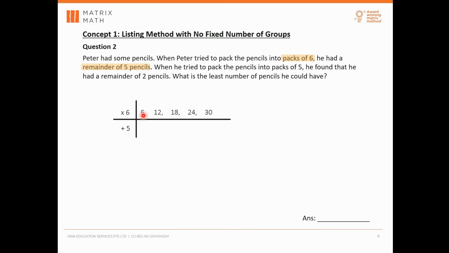Okay, 6 plus 5, 12 plus 5, 18 plus 5, 24 plus 5, 30 plus 5. This is your first scenario, if he wants to pack them into packs of 6. Now your second scenario, if he wants to pack them into packs of 5. So this time is times 5. Remainder of 2, so plus 2. Okay, write this down.